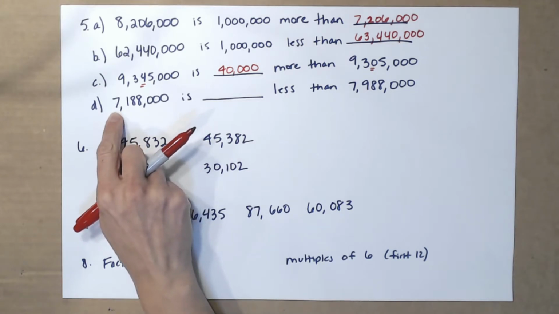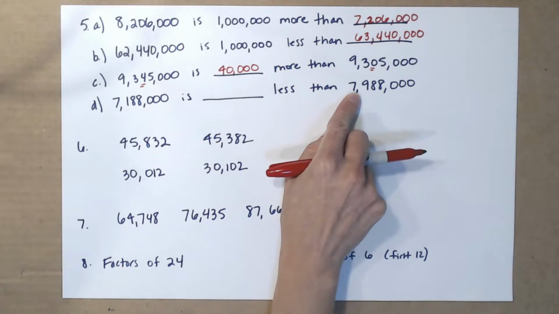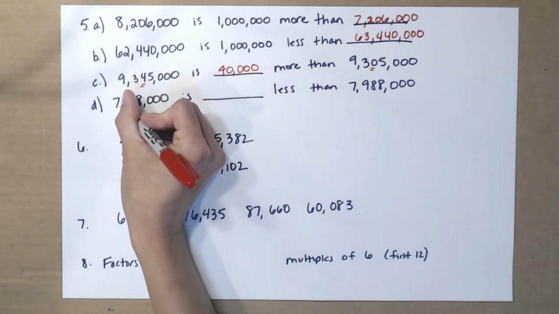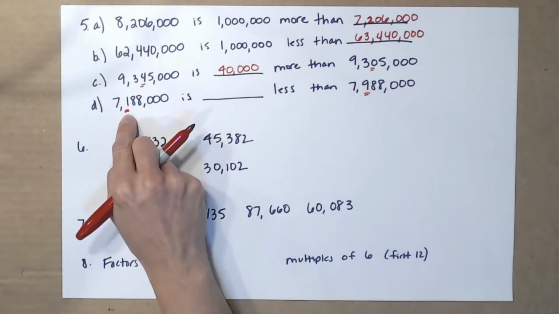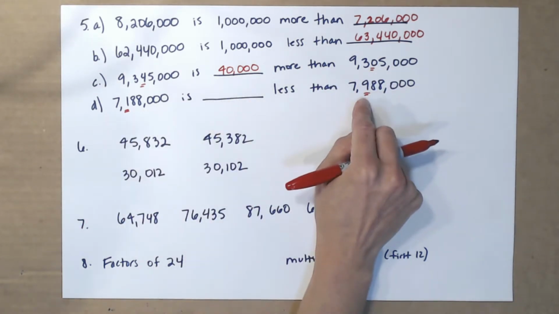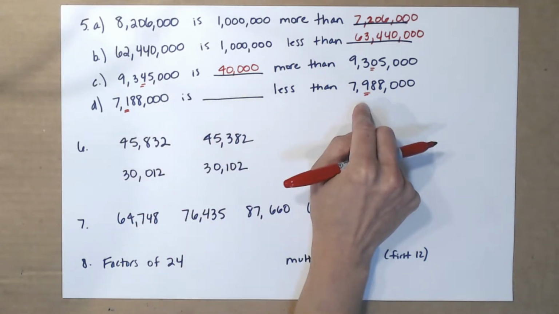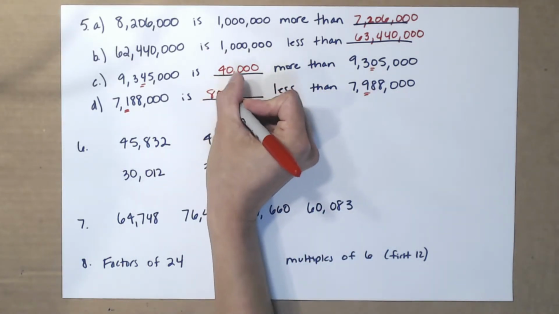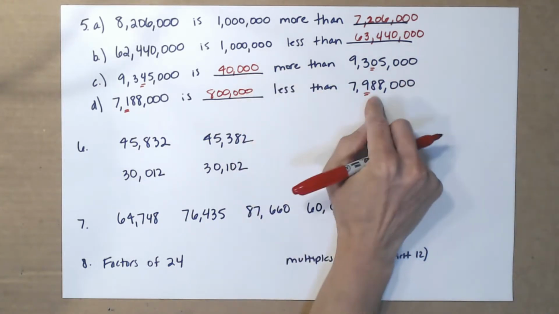On this one, we have 7,188,000 is how much less than 7,988,000. So again, our different numbers here. We have a 1 in the 100,000s place here, and a 9 here. So the difference between the 100,000 and the 900,000 is 800,000. So that number is 800,000 less, whoops, another 0, than this number.